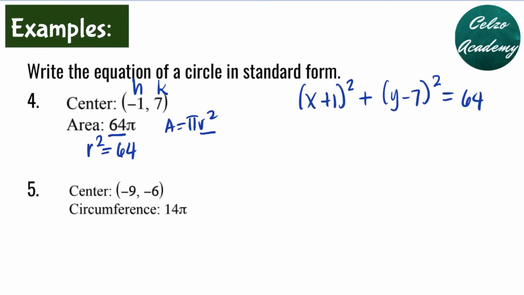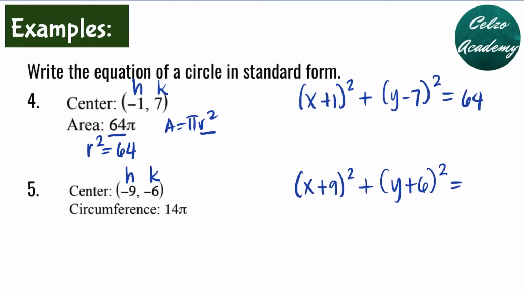Question 5. Center is (-9, -6), and circumference is 14 pi units. For this question 5, h is negative 9 and k is negative 6. So we will have x minus negative 9, or that's (x plus 9) squared, plus we have y minus negative 6, that also becomes (y plus 6) squared is equal to. Now what is the r squared for question number 5?